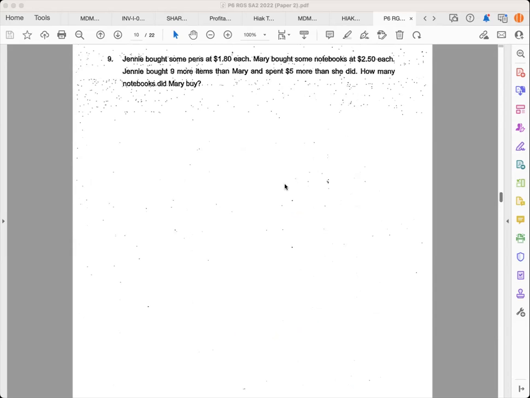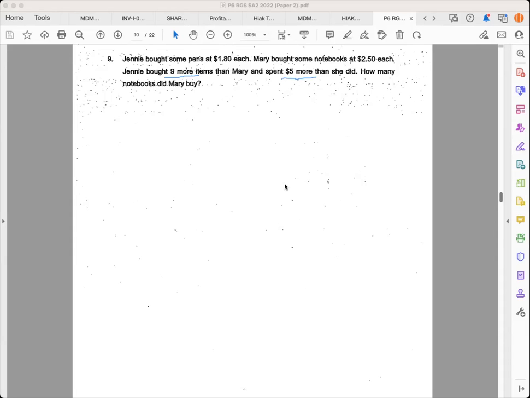So Ginny bought some pens at 180 each. Mary bought some notebooks at 250 each. Jenny bought 9 more items than Mary and spent $5 more than she did. So there are 2 total differences. One is the quantity total difference of 9 more, and one is the value total difference of $5 more. So we need to do 2 models.